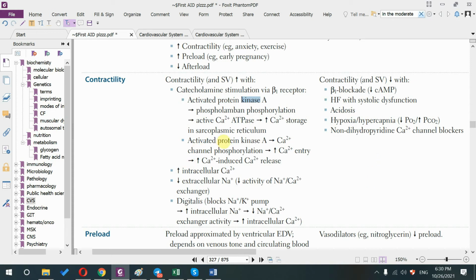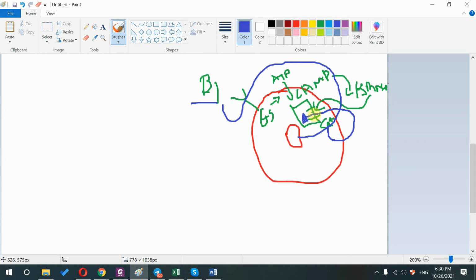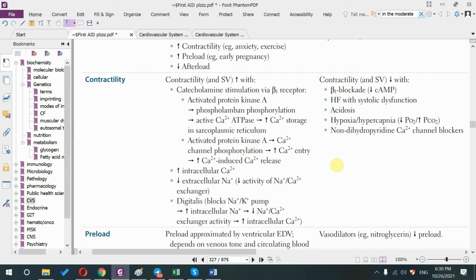So activated protein kinase A, and we spoke about how it gets activated by the cyclic AMP, which comes after the adenylate cyclase has changed ATP to cyclic AMP. So the protein kinase A also leads to calcium channel phosphorylation, which increases calcium entry to what? To the cell itself. So in the sarcoplasmic reticulum, we spoke about how we have more calcium stored. But we also have calcium channels on the cell itself. And these also will be phosphorylated, how? With a kinase. Which kinase? Protein kinase A. Who stimulated that? Cyclic AMP, which comes from what?